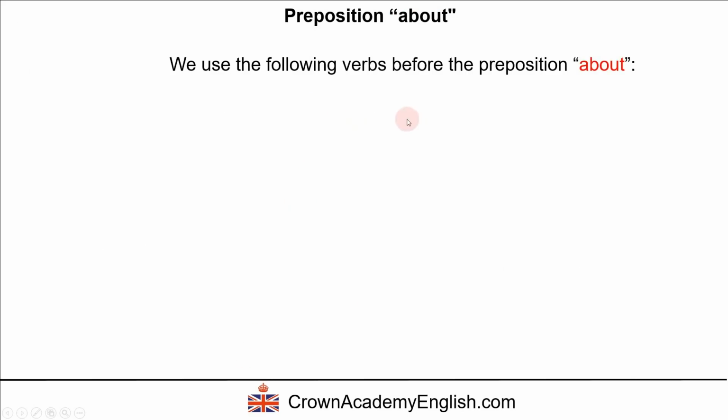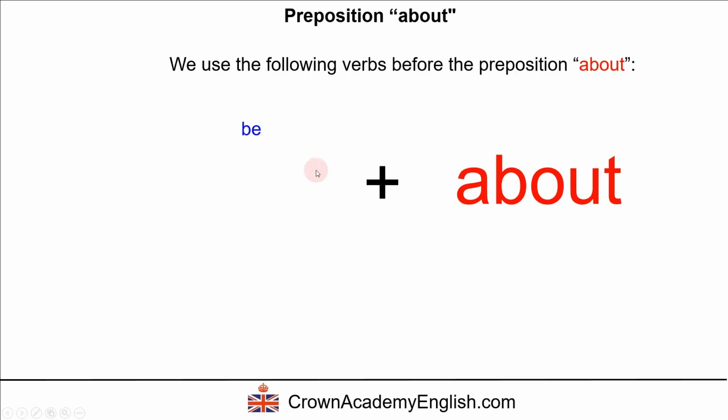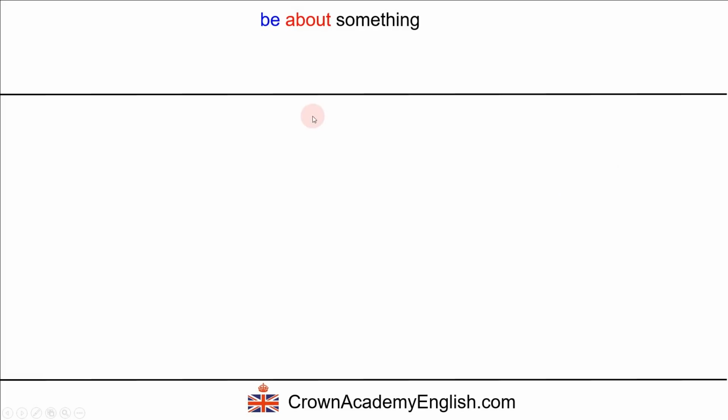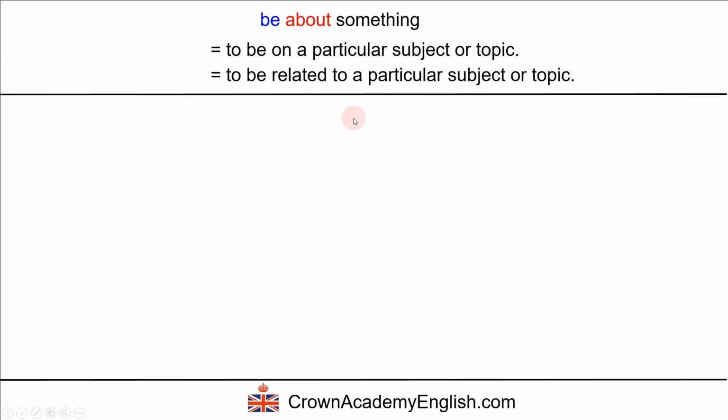We use the following verbs before the preposition about: be, forget, think, and worry. Of course, there are many more, but these are the ones that I consider to be the most common and the most important. So, we have the expression be about something. This means to be on a particular subject or topic, to be related to a particular subject or topic.